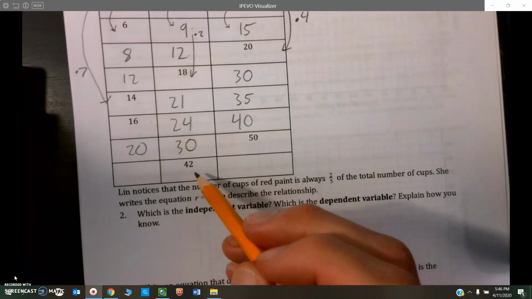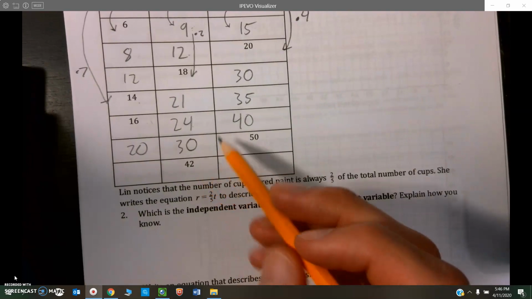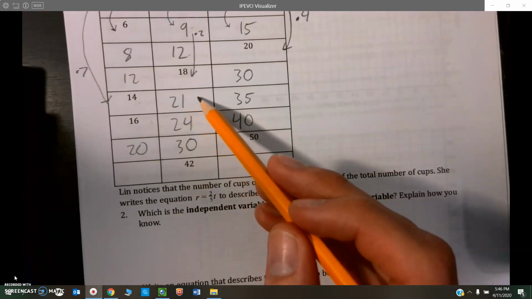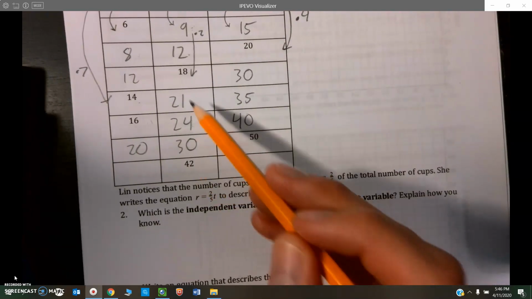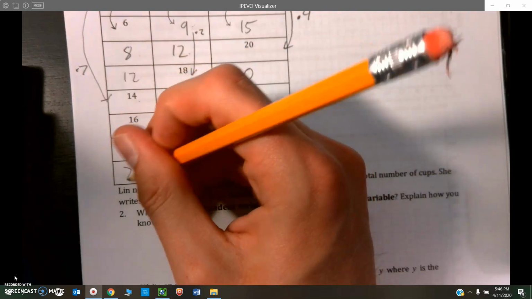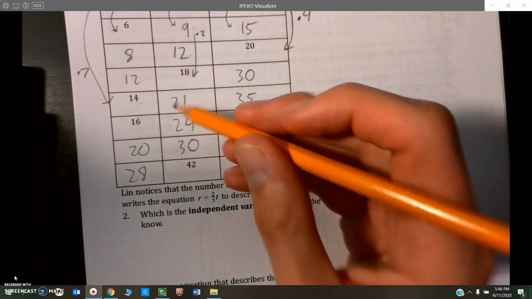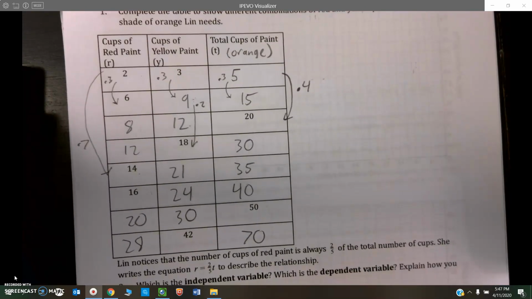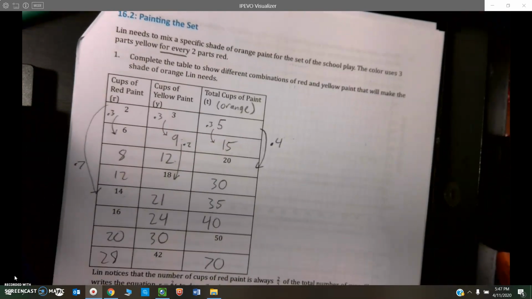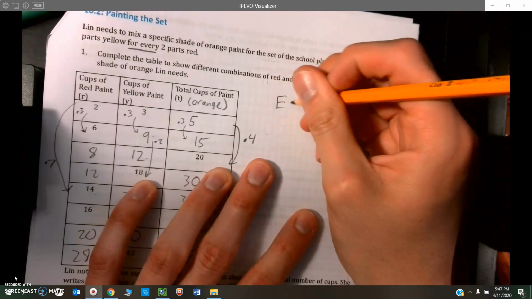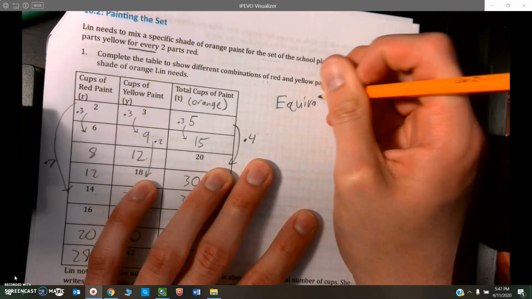And here, 42, I can see that 21 and 42 were factors of each other. So if I doubled the amount of yellow from this one to this one, then I'd also double this amount. And I'd also have to double this, 70. So here is my total table. So once again, this is all an example of equivalent ratios.